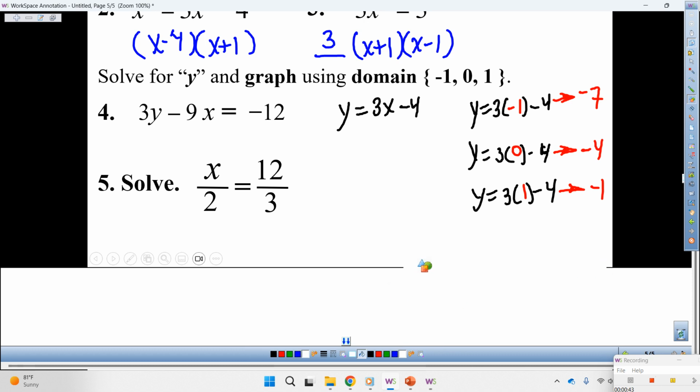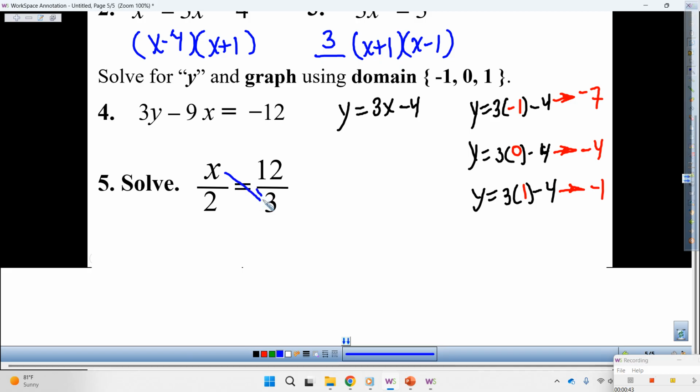For number 5, who remembers number 5? We did that at the beginning of the school year, yes? I'm bringing these back. For those of you that don't remember, Jesus is going to enlighten us. Jesus says that if we have a fraction equal to another fraction, what do we do, Jesus? You what, I'm sorry? Okay, he said you cross multiply starting with the x, so that gives us 3x equals to 24. And then divide by 3, x.